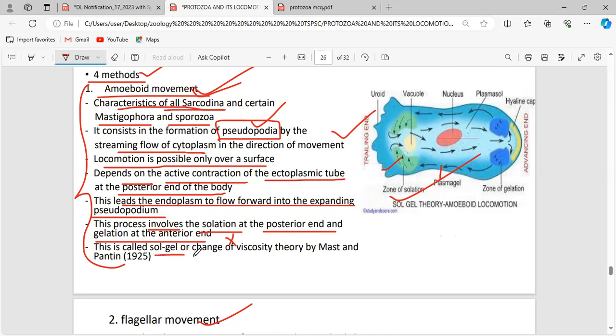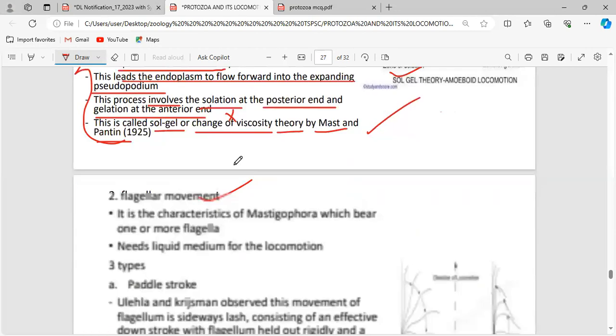And this sol-gel, or change of viscosity, theory was put forth by Mast and Pantin. Just remember the name. I'll ask in tomorrow's class. That's all about the amoeboid movement.